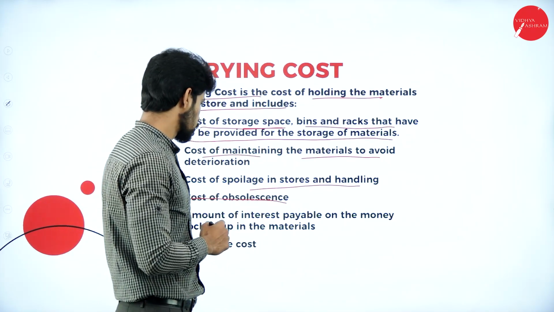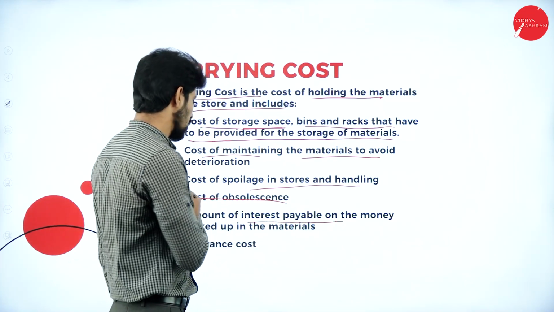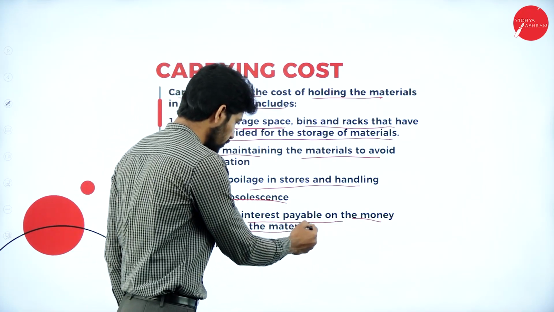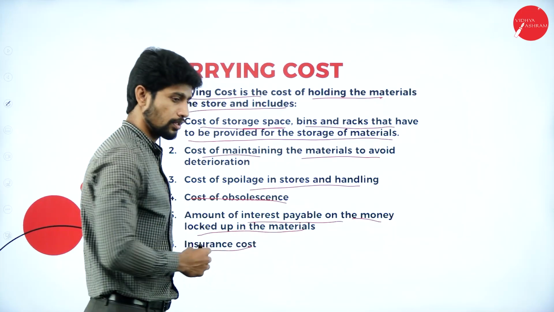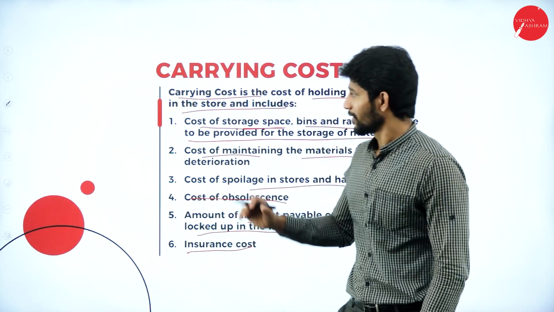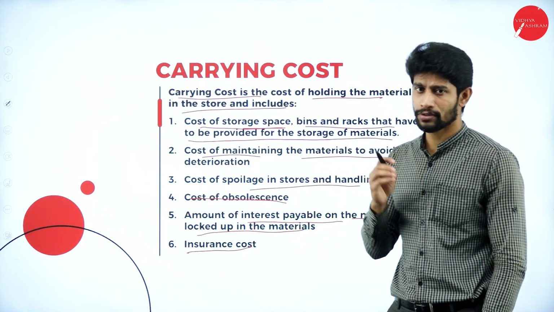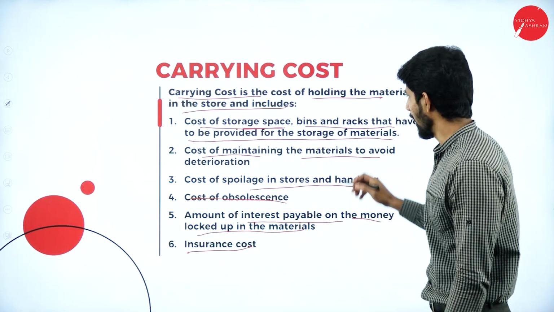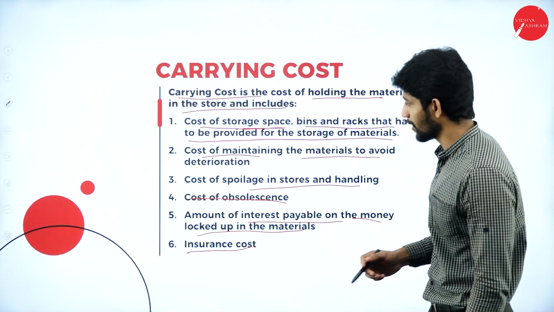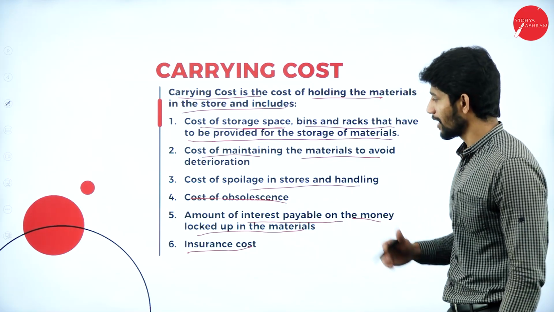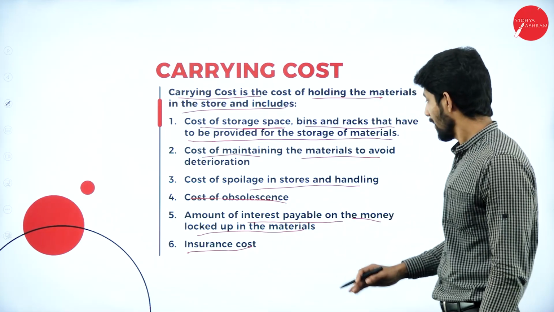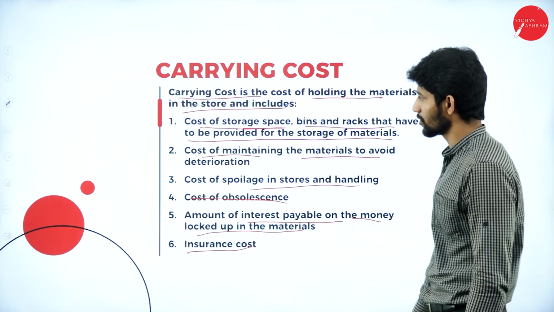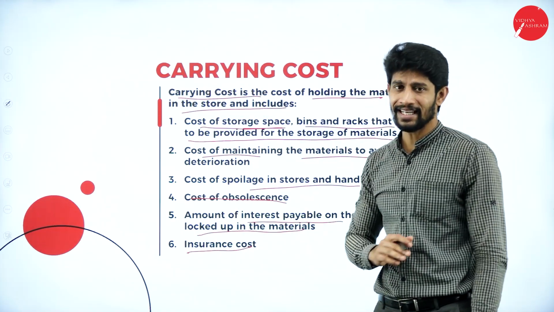The cost of obsolescence, the amount of interest payable on the money locked up in the materials, and insurance cost. So carrying cost is not only the transportation cost; it also includes these expenditures: the space used for storing the material, the bins and racks, the cost of maintenance of the materials, the cost of spoilage in the store and handling, the interest payable on the stored material, and the insurance cost. These are all the costs which make up carrying cost.